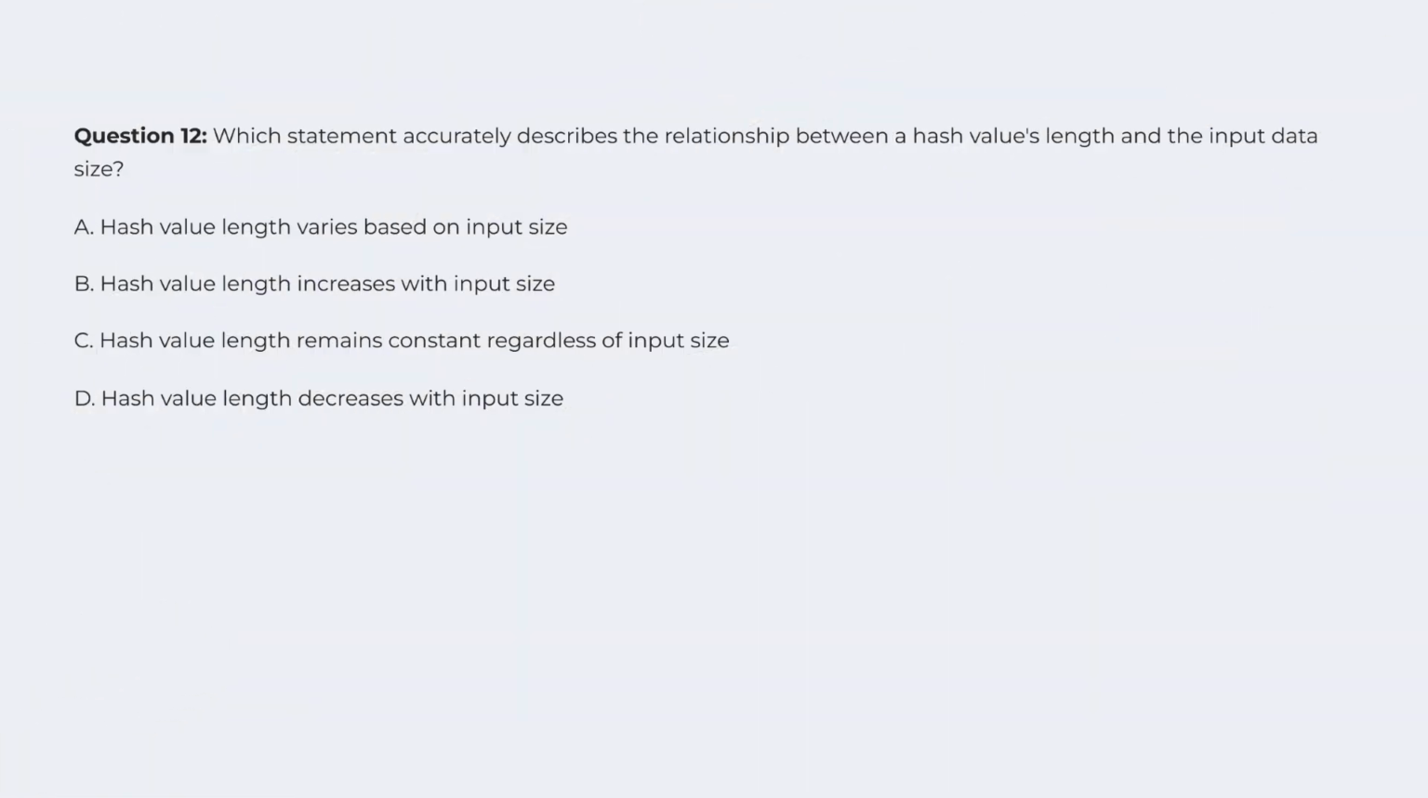Question 12. Which statement accurately describes the relationship between a hash value's length and the input data size? A. Hash value length varies based on input size. B. Hash value length increases with input size. C. Hash value length remains constant regardless of input size. D. Hash value length decreases with input size.